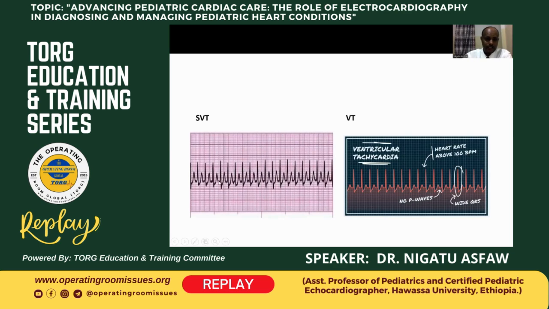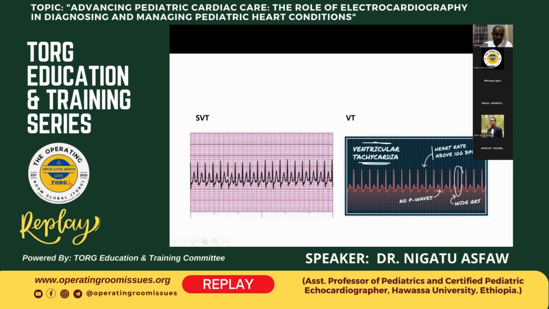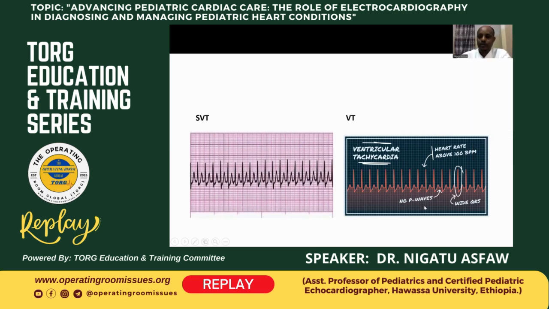And in this first picture, we see a narrow QRS, and there is rapid heart rate, and there is no clearly visible P wave, so that is supraventricular tachycardia. And in the second picture here, we see there is a wide QRS and rapid heart rate, and no clearly visible P wave, so that is ventricular tachycardia.